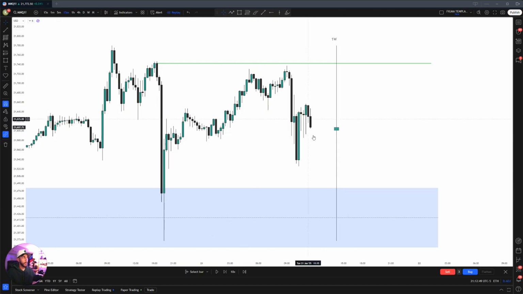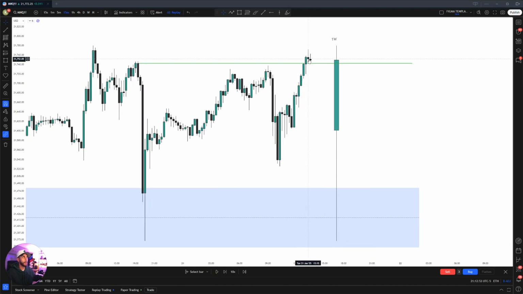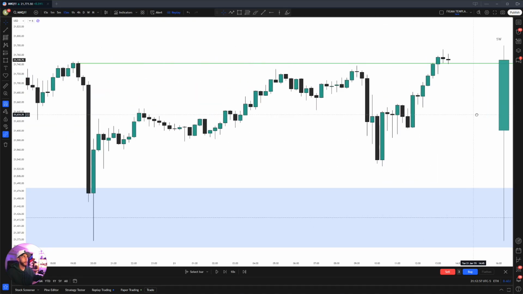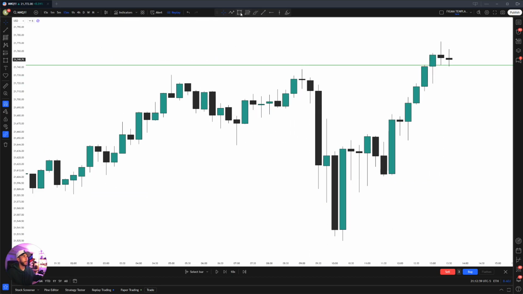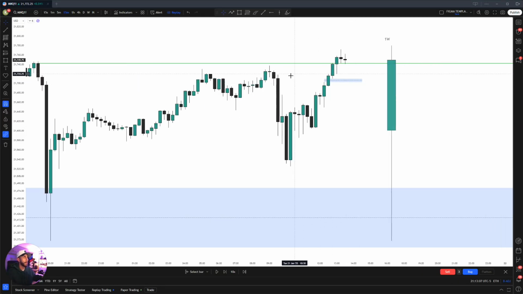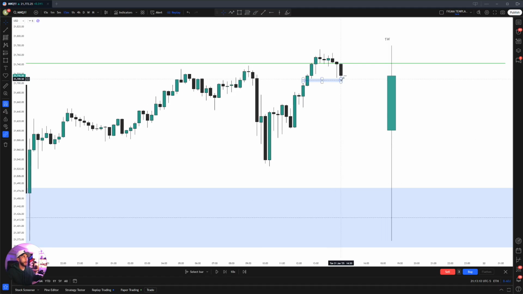So far, again, nothing has really happened here. We're still inside the range. And then what happens right there? We get our change in state of delivery, right? So once we have that change in state of delivery, you have several PD arrays that get left behind. This is going to be the first one after this structure shift, right? This market structure shift. This is going to be the first one that gets left behind. So these are areas where I would want to get my buys. So 15-minute fair value gap right there.